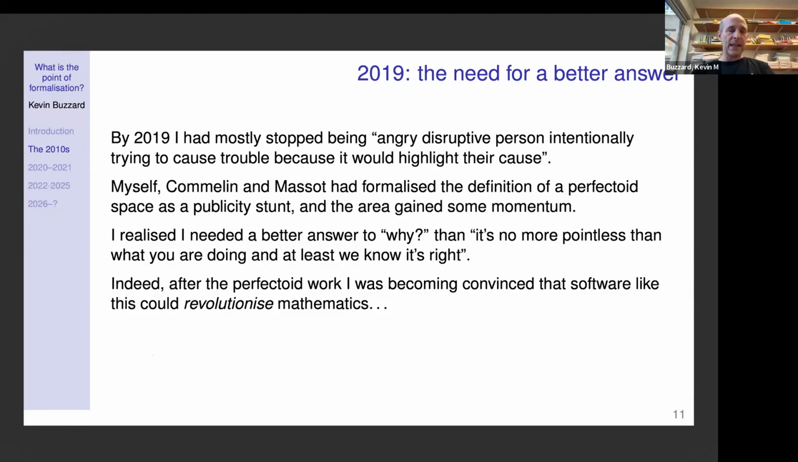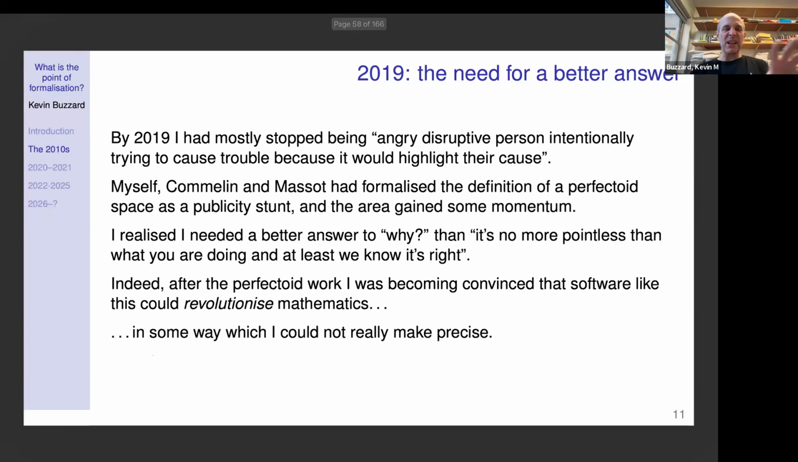And indeed, I'd come by this stage to be completely convinced that the software could handle perfectoid spaces, so it can handle anything, right? That was what I was convinced of by 2019. All mathematics could be done in theory in software like this, and so I thought, if we can do perfectoid spaces, we can do anything. And so this is a new way of doing mathematics. This surely is going to revolutionize mathematics somehow. But I couldn't really explain how that was going to happen. My argument was slightly vacuous, really.